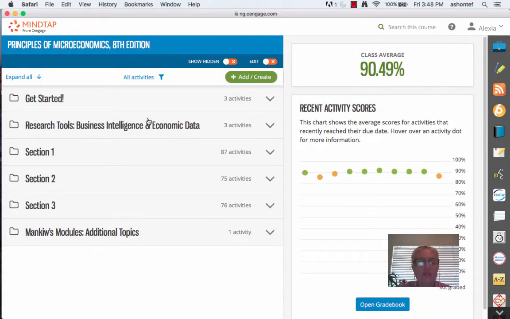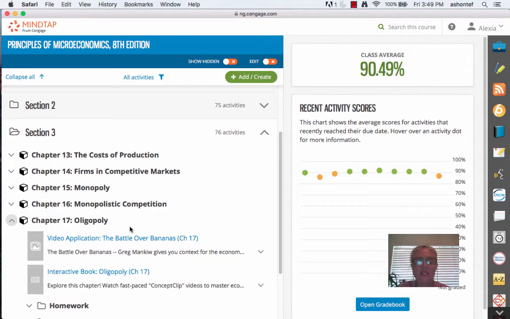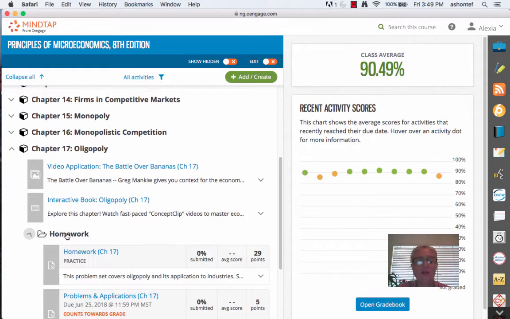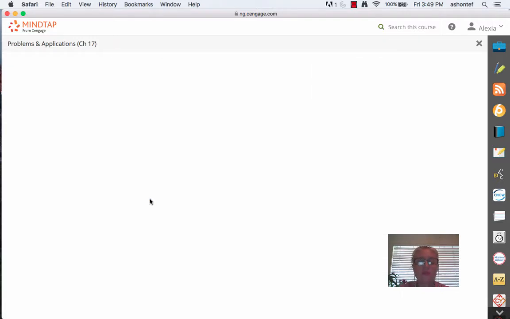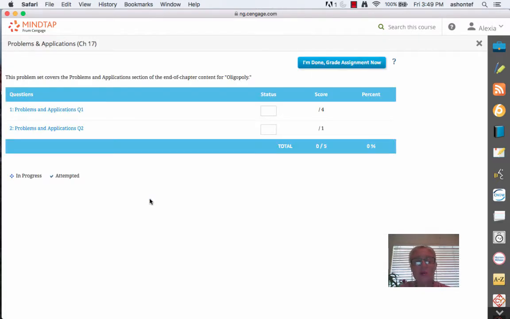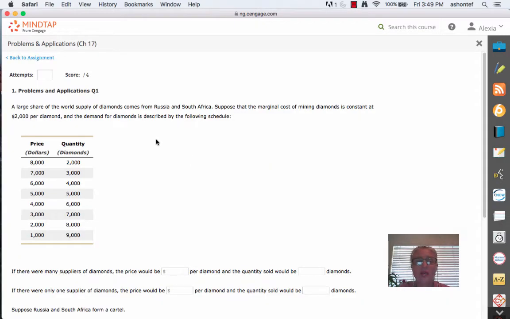Okay, so now we're going to go to Section 3, Chapter 17. I'm in Cengage already, so we'll click Section 3 and scroll down to Chapter 17. Then remember, we click on Homework, and then we do the counts for grade, and we'll go into the problems and applications. As usual, we only have 2 questions, but there's always more to the 2 questions than it always appears. So we'll get going.